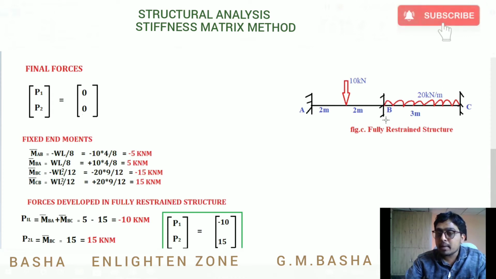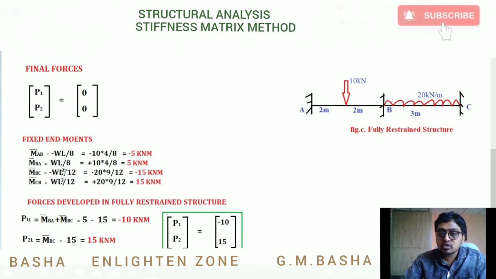Again, what about M bar BC? M bar BC means the fixed moment for BC. Here it will be acting in the anti-clockwise direction, and here again the moment will be acting in the clockwise direction. Therefore, M bar BC will be equal to minus WL squared by 12 and plus WL squared by 12, where W is the given 20 kilonewton per meter, and L is the overall length of the span, which is 3 meters.